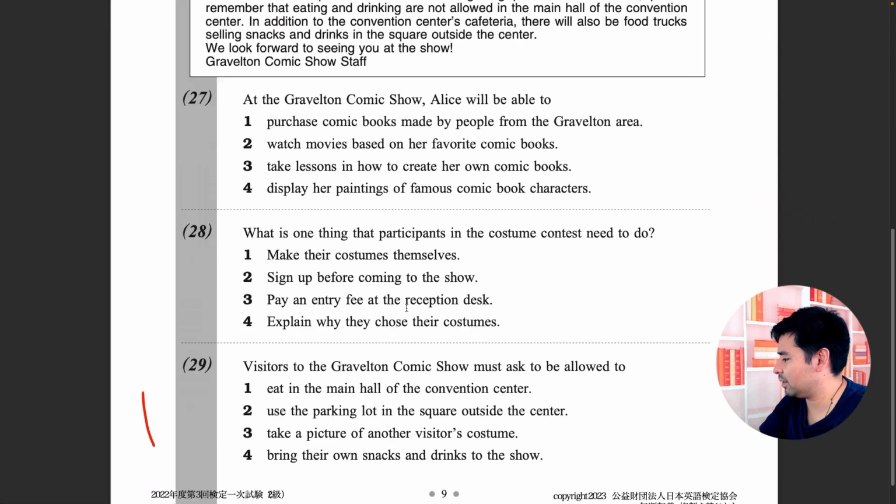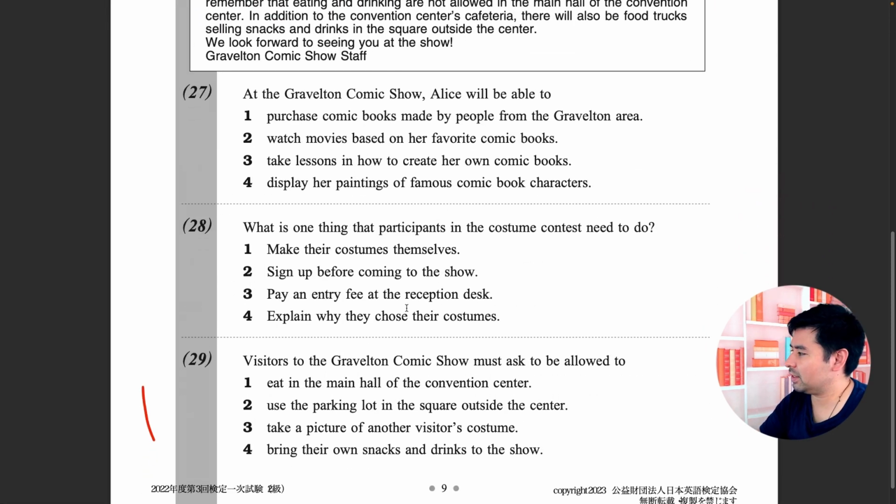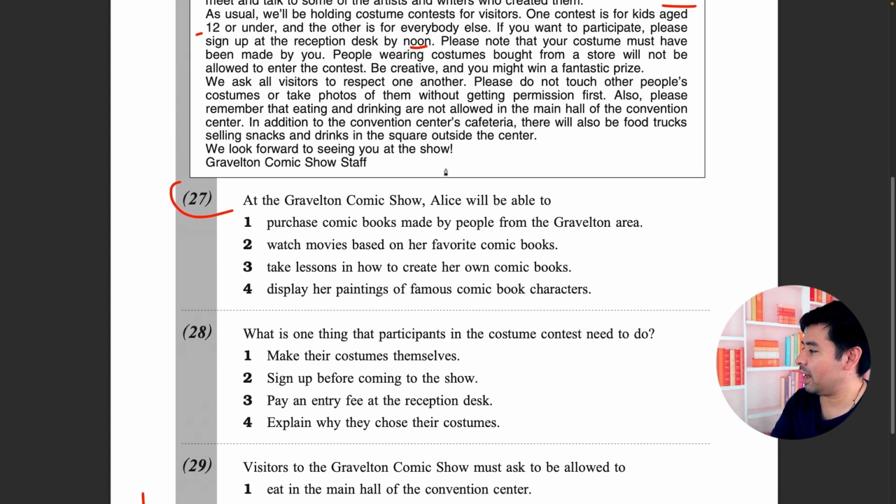So let's analyze the three questions we have. 27. At the Gravelton Comic Show, Alice will be able to purchase comic books made by people from the Gravelton area, watch movies based on her favorite comic books, take lessons in how to create her own comic books, or display her paintings of famous comic book characters. So what will she be able to do? And as always, how do we answer something like this? If we have this question, what do we do? Alice will be able to.